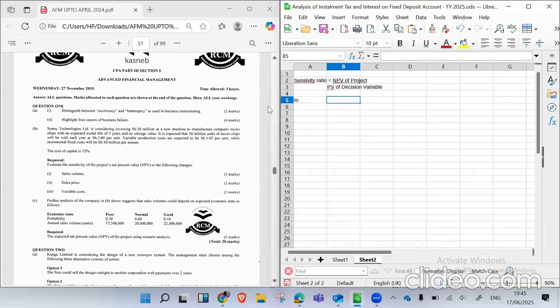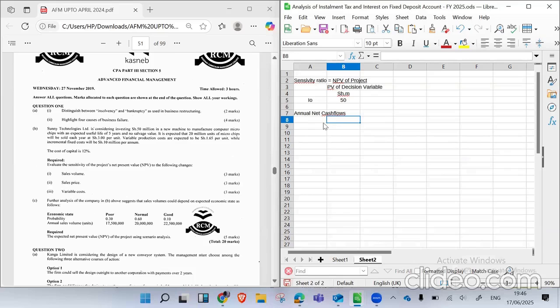And initial outlay was to invest in a machine, considering investing 50 million in a new machine. So initial outlay in millions of shillings is 50 million. We did not invest in any working capital. We don't have any salvage, we don't have any incidental costs. So that is our initial outlay. Then you look at annual net cash flows, just the normal way.